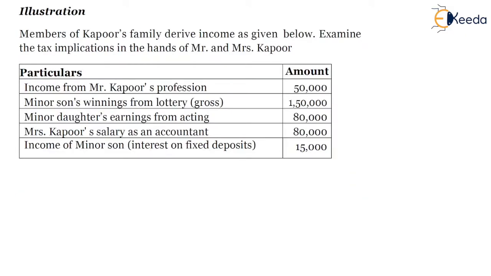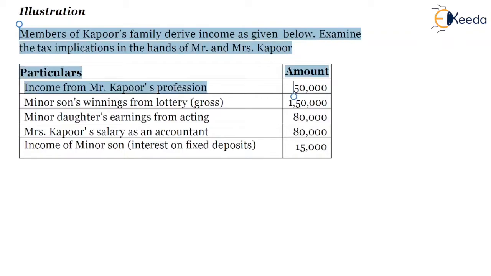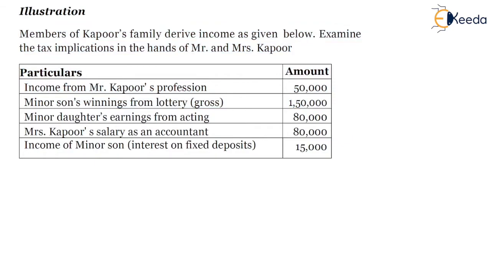Now friends, the next illustration. Members of Kapoor's family derive income as given below. Examine the tax implications in the hands of Mr. and Mrs. Kapoor. Income from Mrs. Kapoor's profession. Minor son's winning from lottery, gross 1,50,000. So Mr. Kapoor's profession income is 50,000 and minor son's winnings from lottery, it's a gross income, and 1,50,000 will be taxable. It will be clubbed in the hands of a person whose income is greater. Correct?